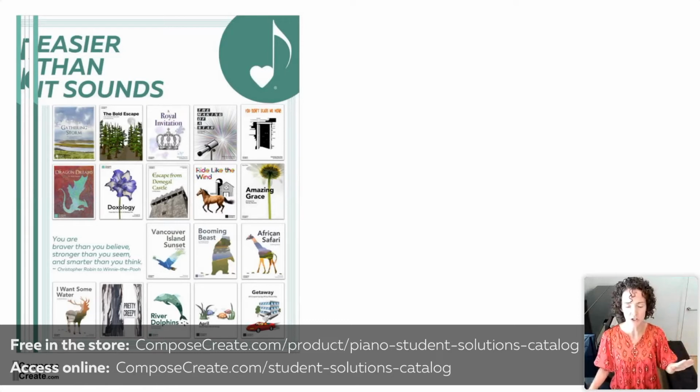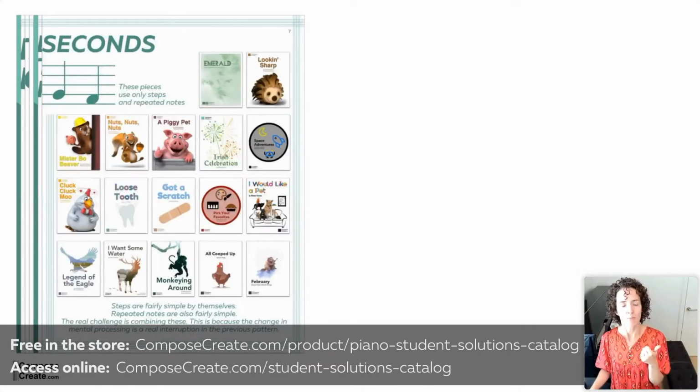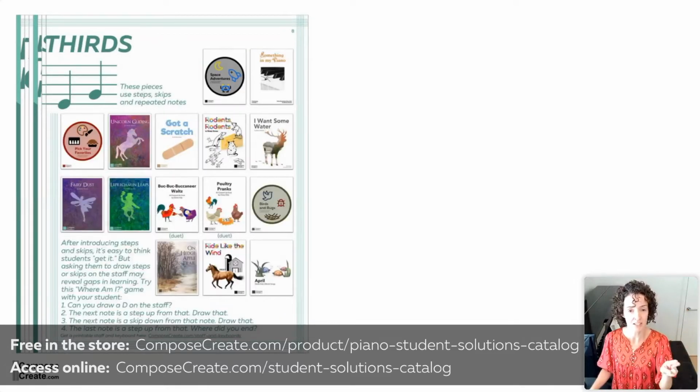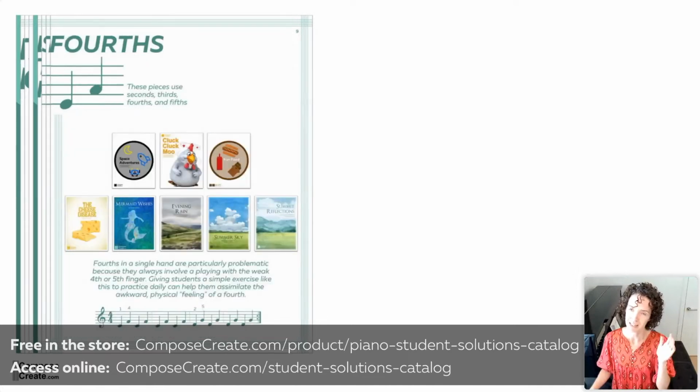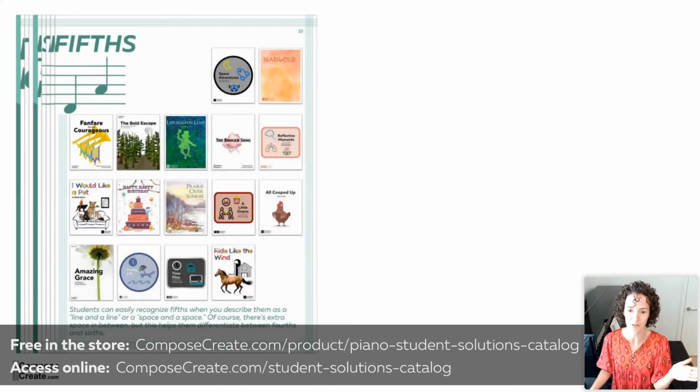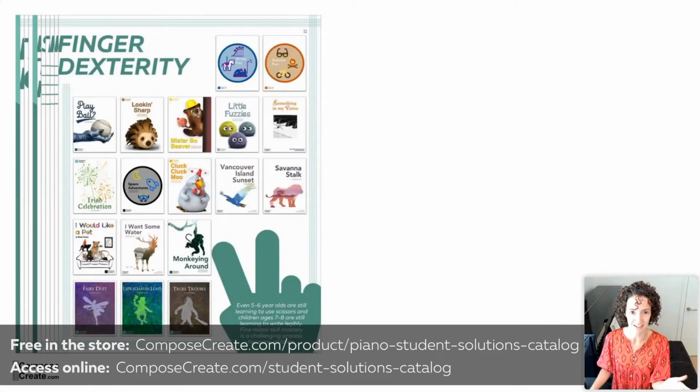The first section about musical problems and solutions covers things like pieces that are easier than they sound, because we always need those. Pieces that only have steps, so only seconds. Pieces that have seconds and thirds. Pieces that have seconds, thirds, and fourths. Pieces with seconds, thirds, fourths, fifths. And then finger dexterity. A student who's weak in one hand, this will help your finger dexterity.